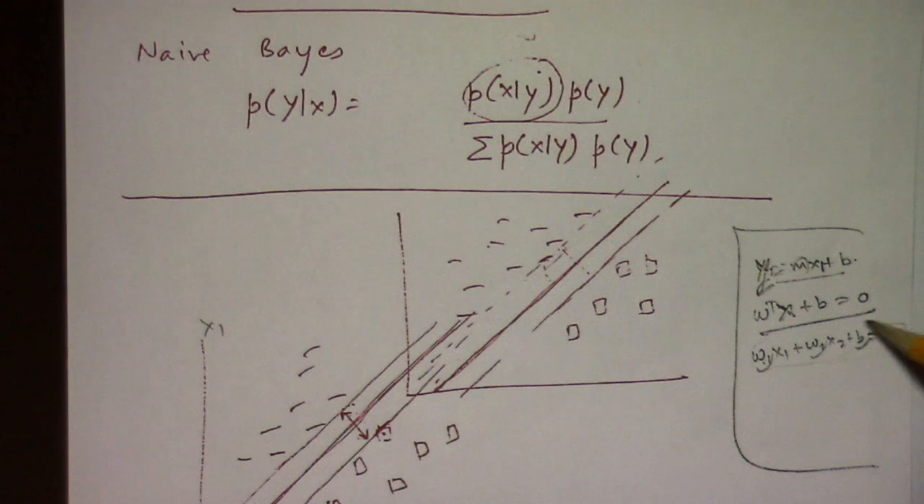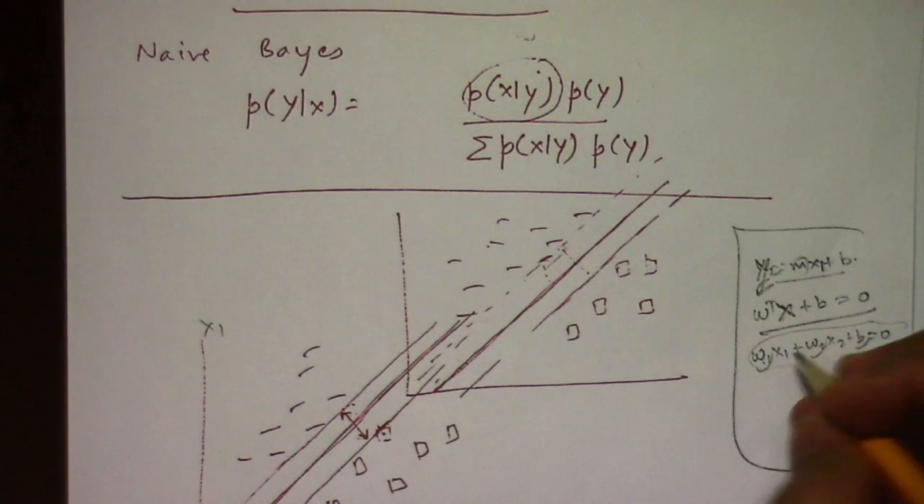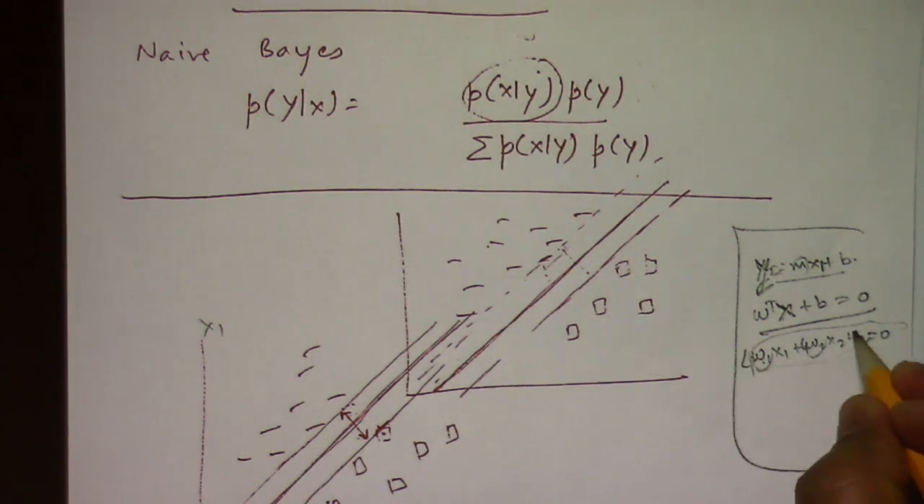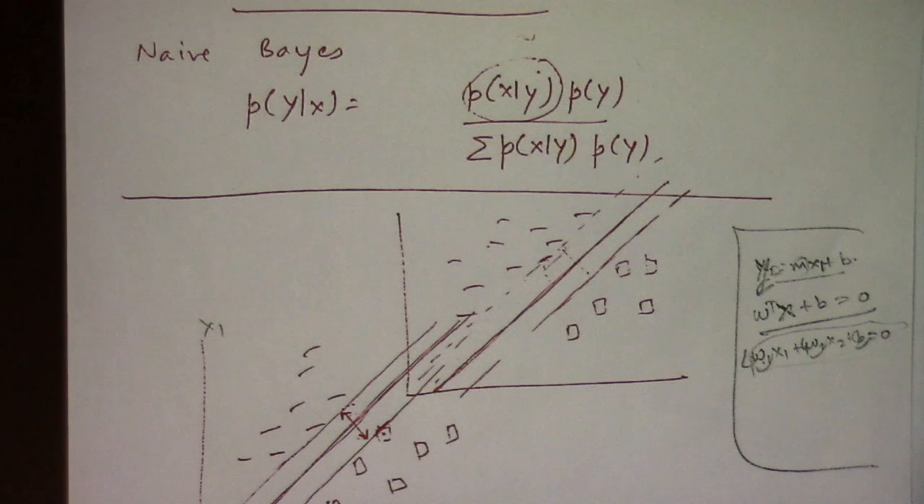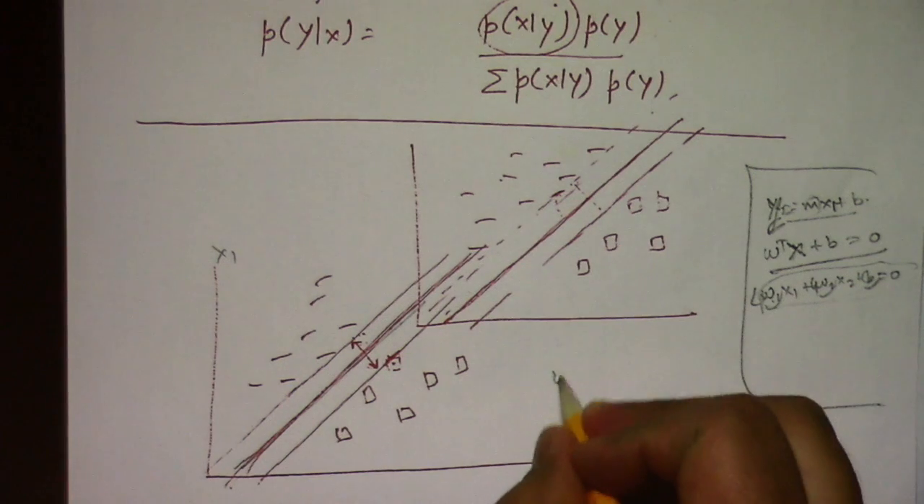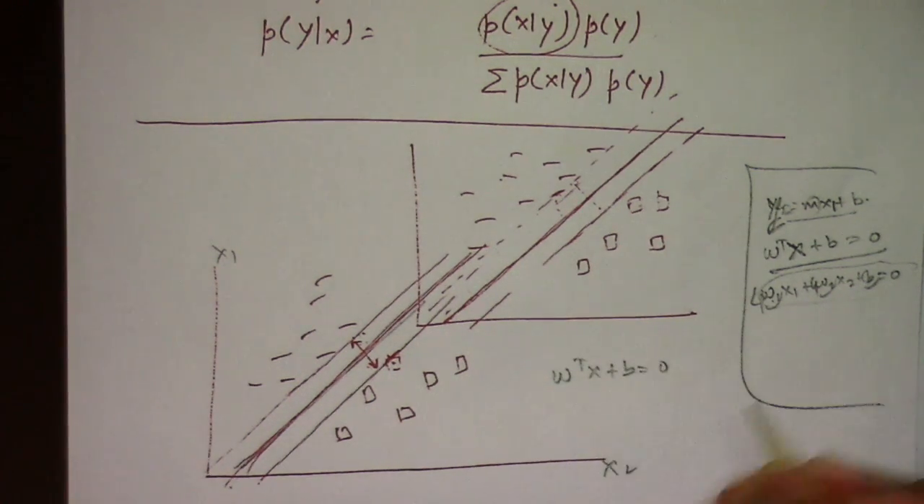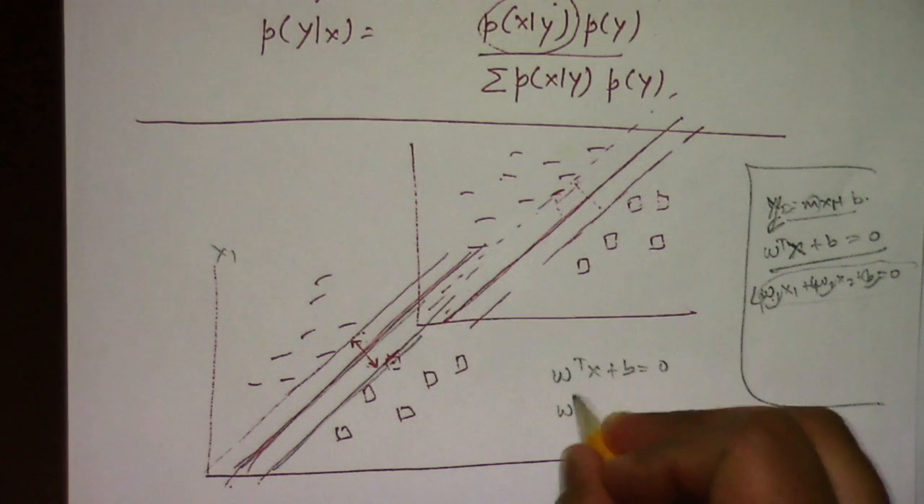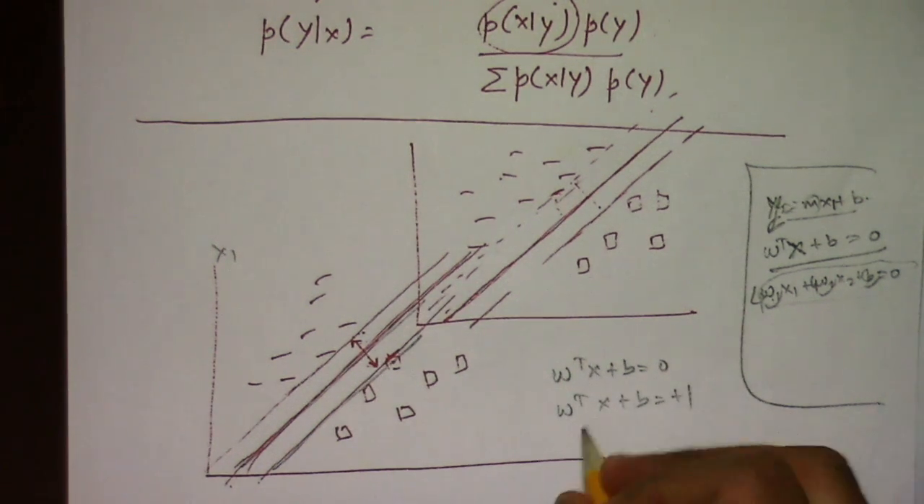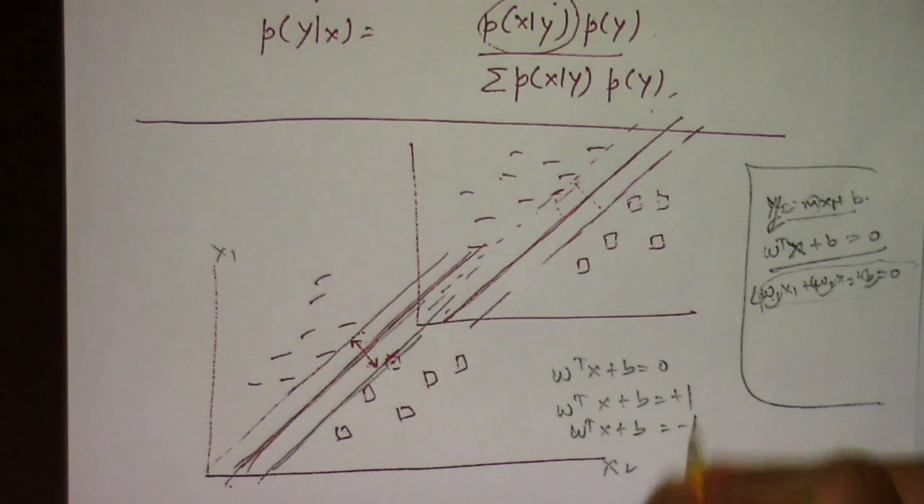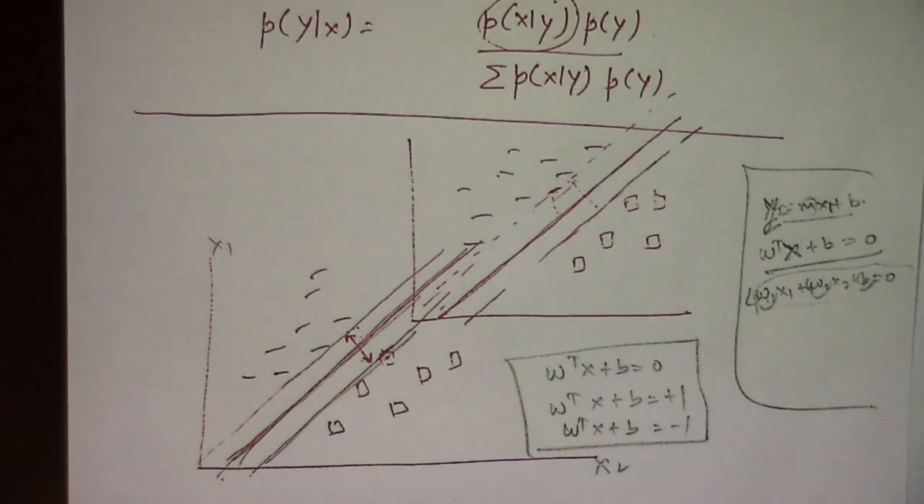That basically means this equation is over-specified, in the sense that you can multiply it with any constant. I can multiply by 4, and it will be the same line, right? And that is why there's a little bit of confusion. But the thing that you need to remember is that the equation of this line should always be written as W transpose X plus B equal to 0. The equation of the positive margin should be written as W transpose X plus B equal to 1, and the negative margin should be written as W transpose X plus B equal to minus 1. As long as you remember this, that should be fine.